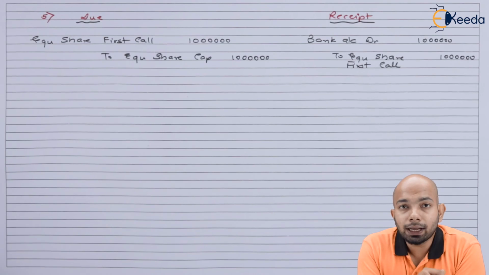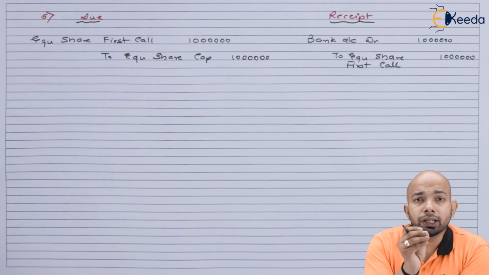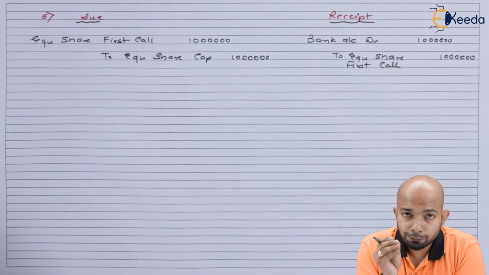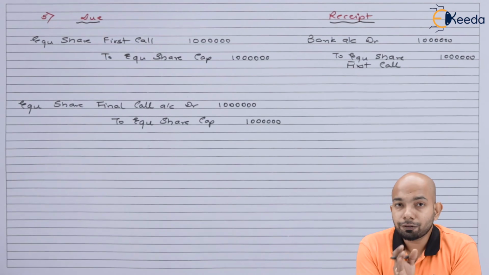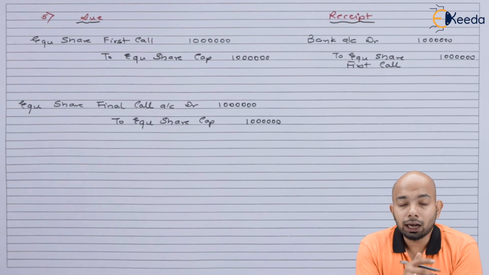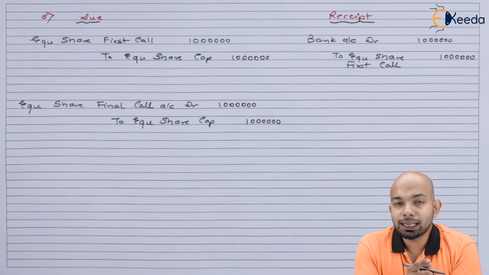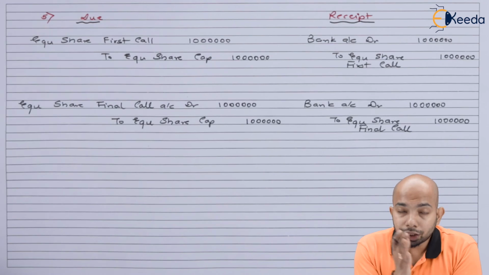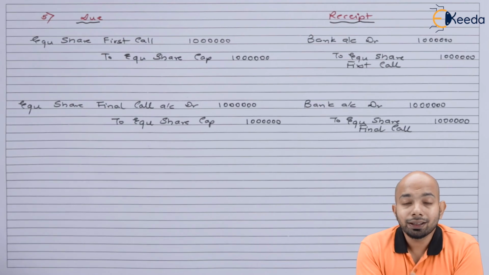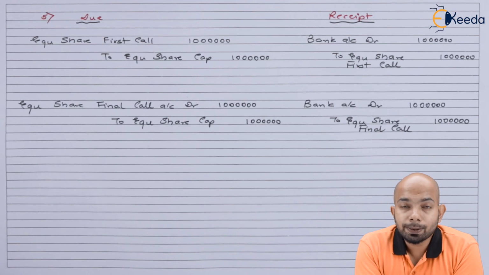Similar entry will be passed for the final call as well. Only word that will change here is instead of first you will mention final call. The entry has been passed, that is equity share final call account debit 10 lakh rupees to equity share capital 10 lakh rupees. Now the entry that will be passed here is the receipt entry, which will be again similar to the previous entry. Only difference is that instead of first you will mention final there. So the due and receipt entry has been passed here, and this marks the closure of this specific sum.